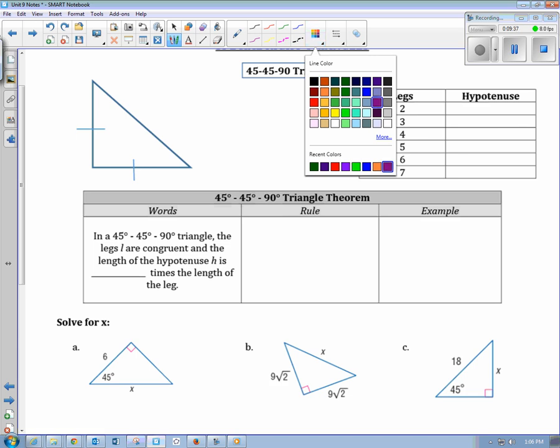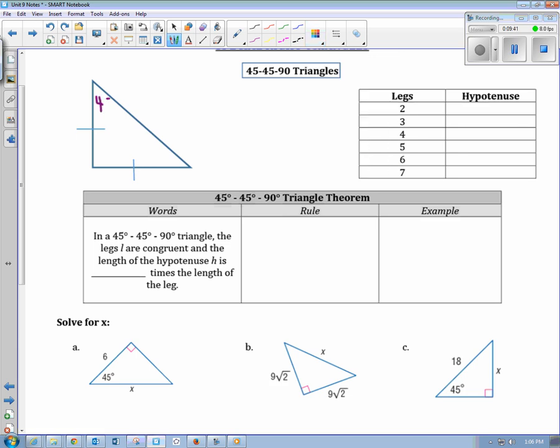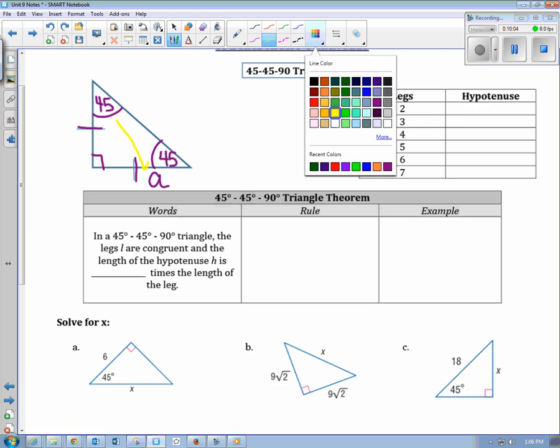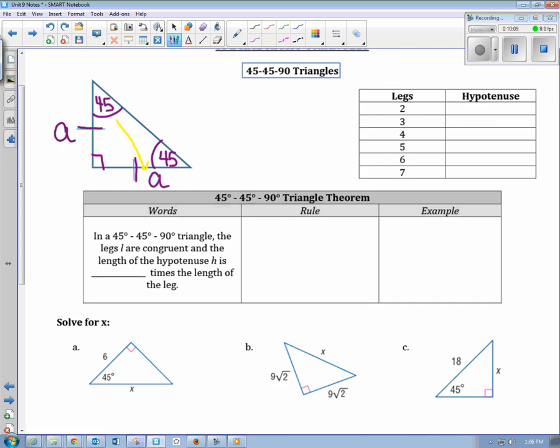And the reason why we know that this right triangle of 45, 45, and 90 has two congruent sides, which are already marked for us, is because it has two congruent angles. And the rule for this is that whatever this side is that's across from one of the 45s, which we call A, we know that this side is A also because those two sides are congruent. So whatever's across from one of the 45s has to be across from the other.